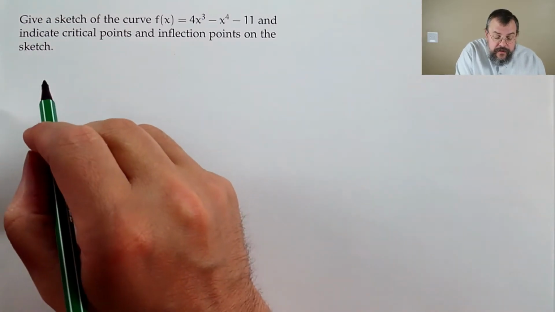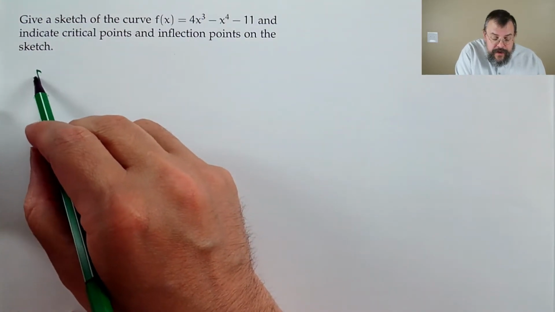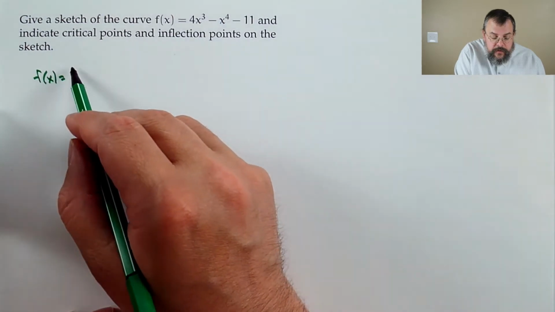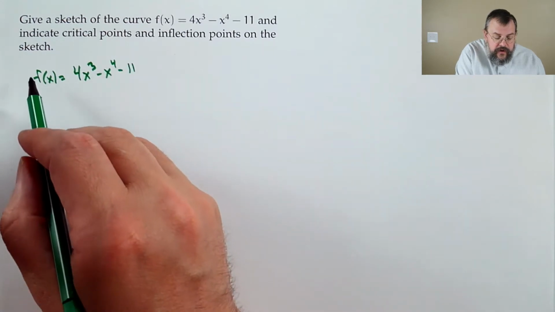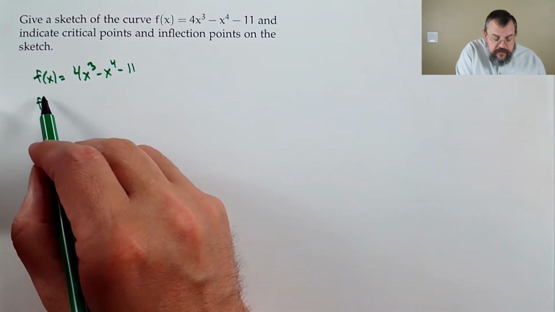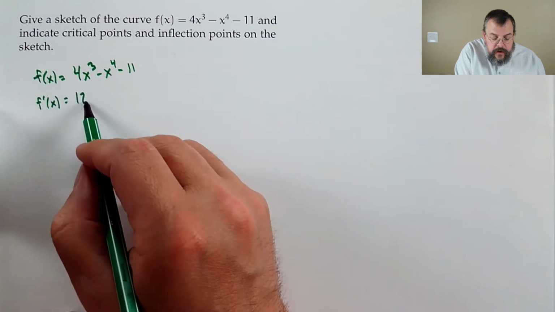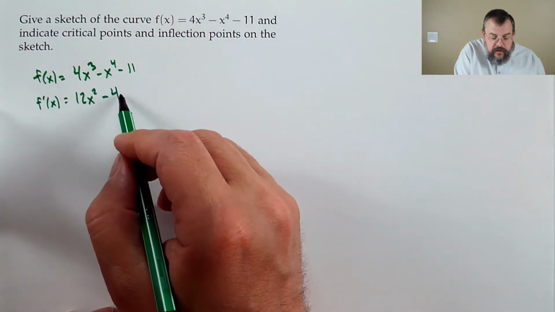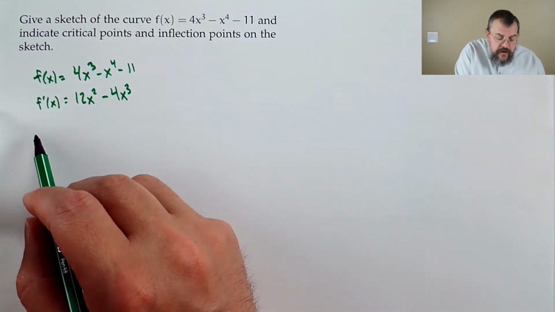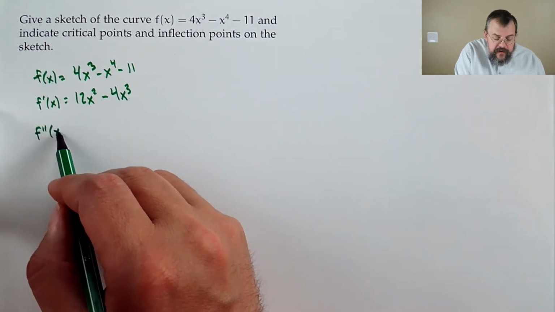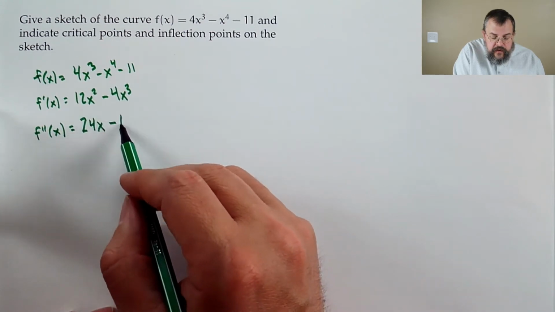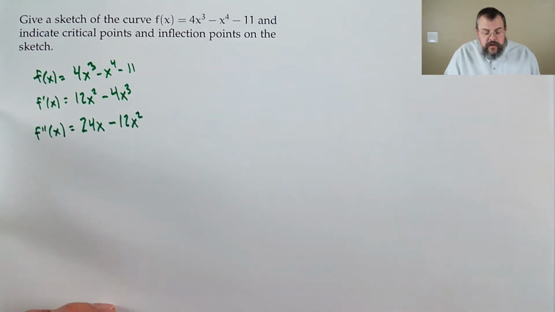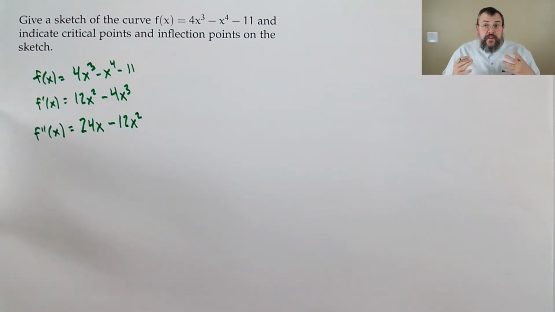Now, the good news is it's a polynomial, which means these are nice curves to work with, nice derivatives. Everything's clean. So here's our function. First derivative, f prime of x, would be 12x squared minus 4x cubed. Nice. F double prime of x would be 24x minus 12x squared. All right, well, that was pretty quick. Next, where are the critical points?